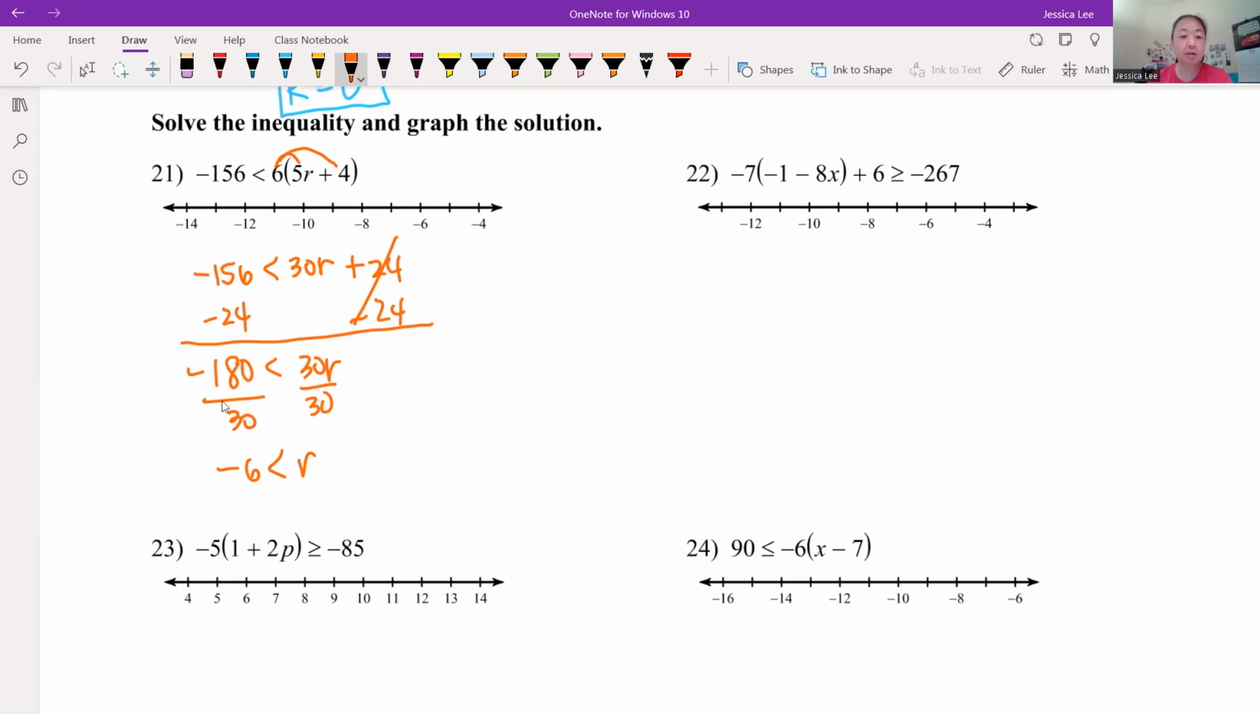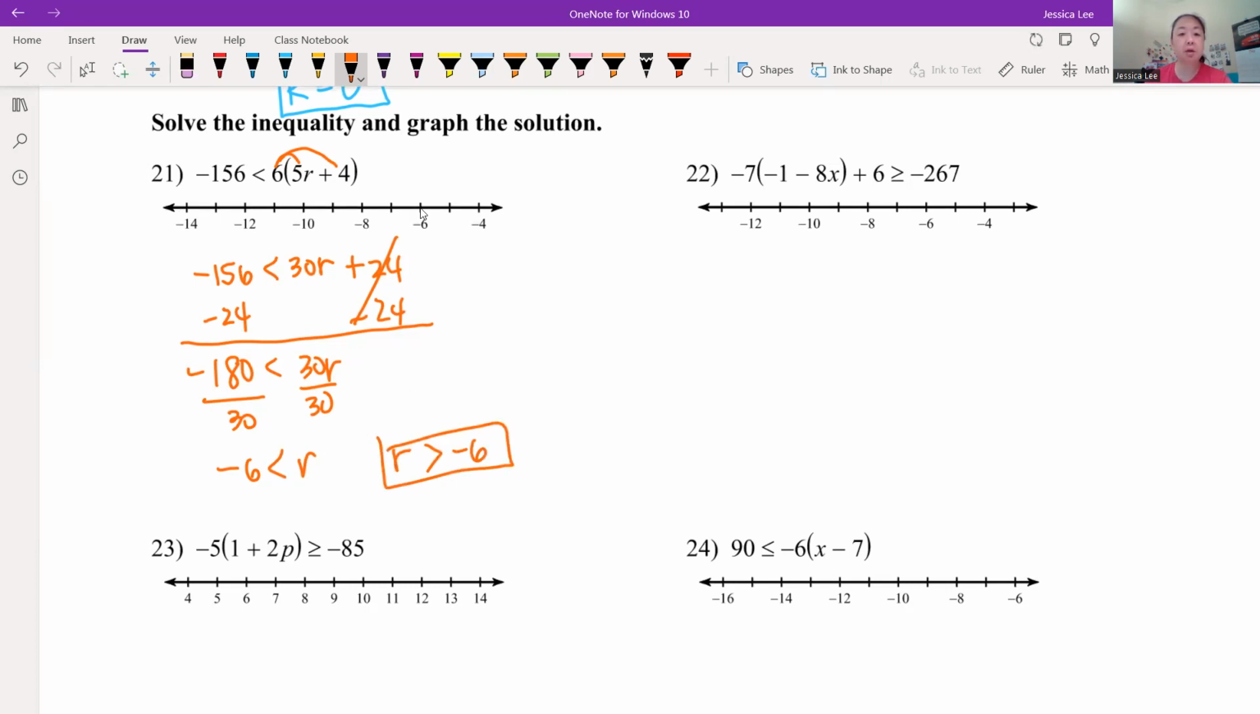That one seems a little weird, right? So we're going to bring the r to the left-hand side. We're going to switch it. So everything gets flipped over, right? So if it was like this, we're switching it to this, right? A less than is now a greater than. So the bigger part of this inequality is going to follow the r. So it's going to be r is greater than -6. Okay, so r is greater than -6.